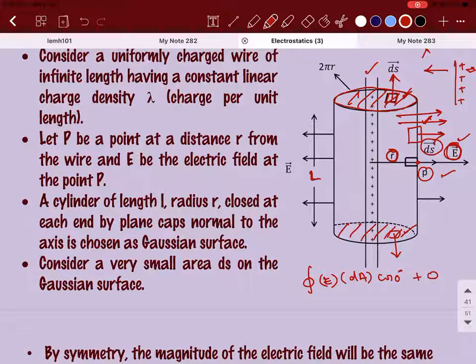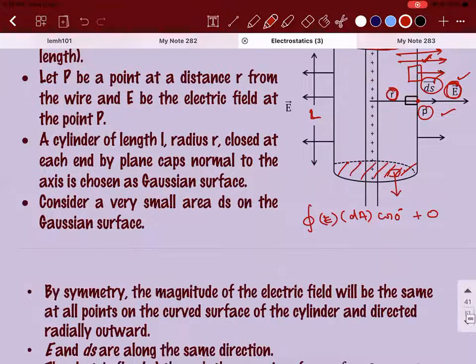So where is the flux coming out? Only through the curved surface. Is it clear? So the loop integral of E dot dA, or E into dA cos phi, or cos 0, is equal to 1 divided by epsilon naught times the charge enclosed. That is what we need to find. So the charge enclosed is lambda into capital L.